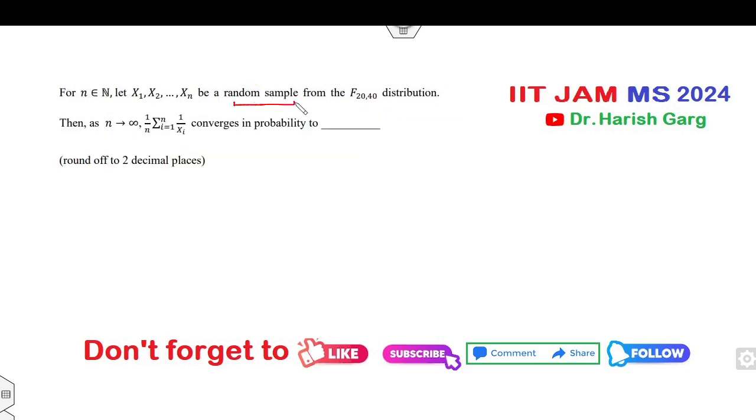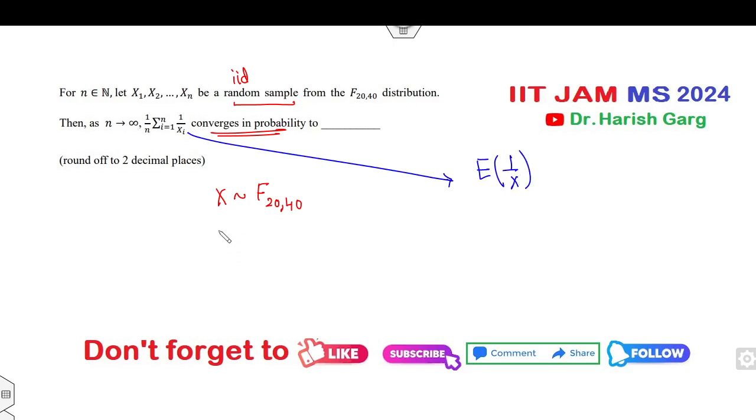Okay, again they are talking about the random samples. X follows F distribution with 20, 40. Okay, so what is the convergence in the probability? So what is the answer of this? It converges to the 1 over x. And if x follows the, what is the 1 over x? It follows 40, 20. Why? Remember always, if x follows the F distribution m, n, 1 over x will follow n, m.